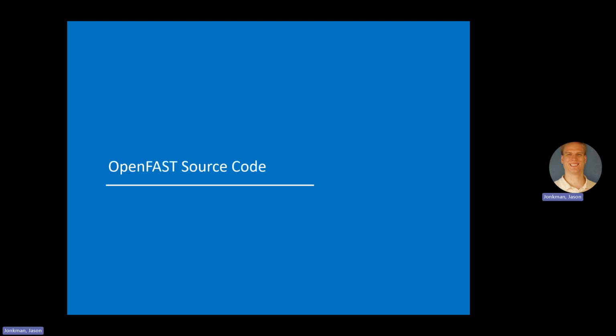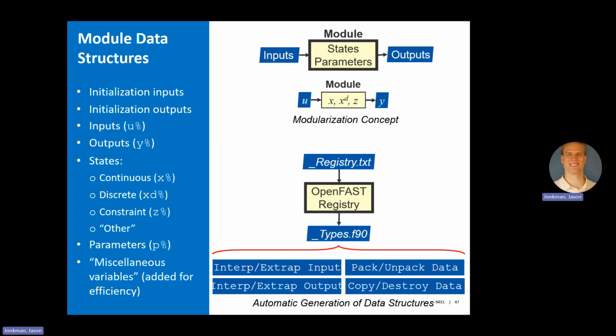Okay, a little bit about source code. We're not going to step through the source code, obviously, or show you all the source files. I just want to make sure we're clear on how the code, really in terms of this modular architecture, is structured. So the first thing to understand is the data structures of the code.